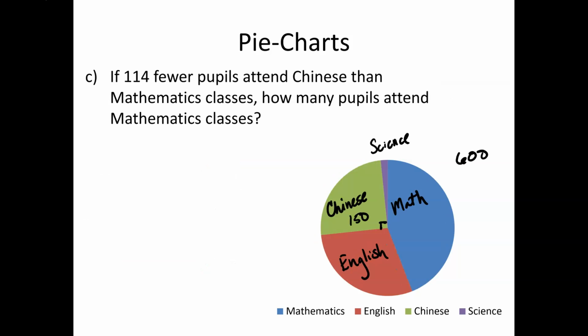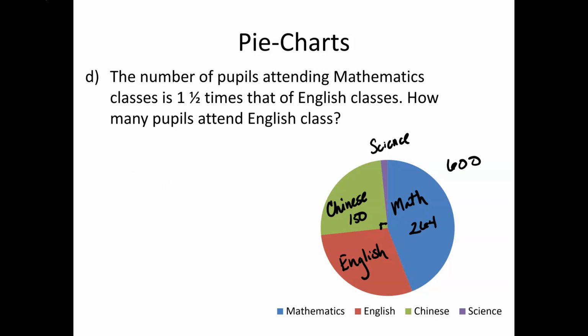Okay, if 114 fewer pupils attend Chinese than mathematics classes, how many pupils attend mathematics classes? Well, this is just a simple addition problem, so let's add 114 to 150, and we'll get 264. All right, moving right along. Can you see how we are building on the information we've already gathered to find new information?